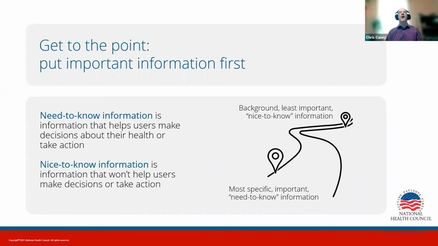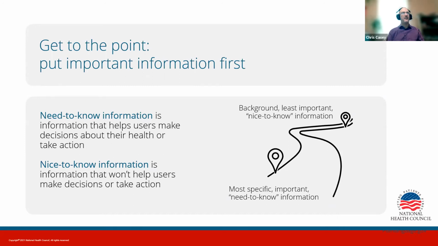So saying, 50,000 people in the United States have this certain health condition, or X number are diagnosed every year. That can be really interesting information for your audience, but it doesn't necessarily help your audience understand what they need to do to manage their disease, for example.